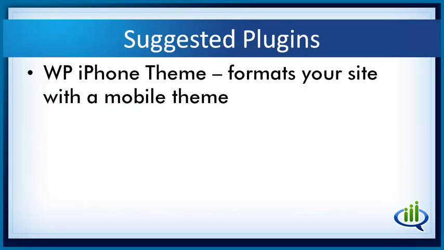The WP iPhone theme formats your site with a mobile theme, so that if someone logs into it with their iPhone, they'll see a different version of your blog that's formatted just for their iPhone. Now a normal person will never see that unless they log in with an iPhone, and then they will see it, and it's very cool and makes it easier for them to read your blog via iPhone.